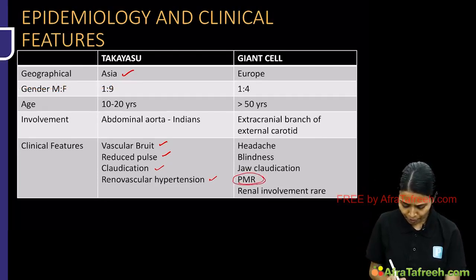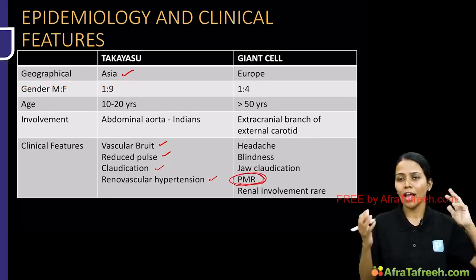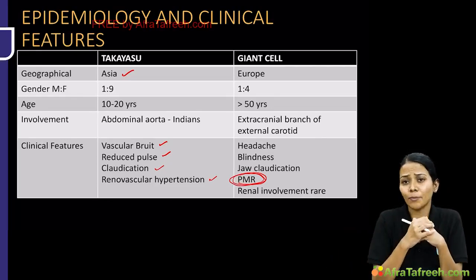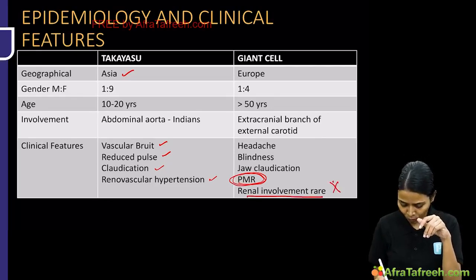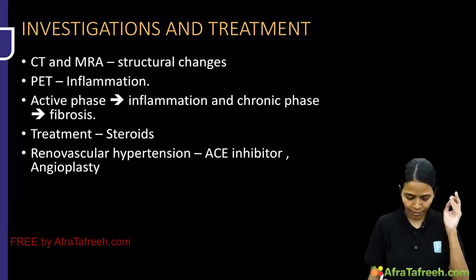Polymyalgia rheumatica is an important association, which is nothing but persistent neck pain and generalized body ache, seen in a very high proportion of patients with giant cell arteritis. Renal involvement is rare. Like in Kawasaki, renal involvement is rare in giant cell arteritis.